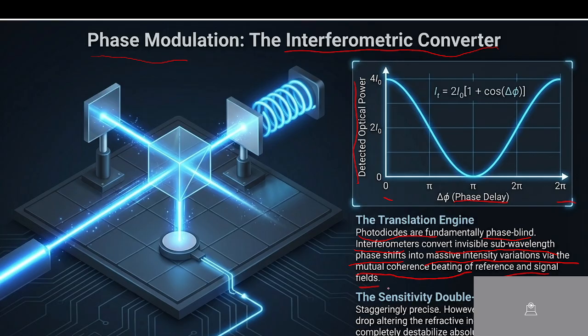The sensitivity is a double-edged sword. The precision in the sensitivity we're talking about means an ambient pressure drop alters the refractive index. One of the reasons is that a pressure drop of just 10 to the power minus 6 will completely destabilize absolute phase tracking, and that's why it's quite sensitive towards ambient pressure change.